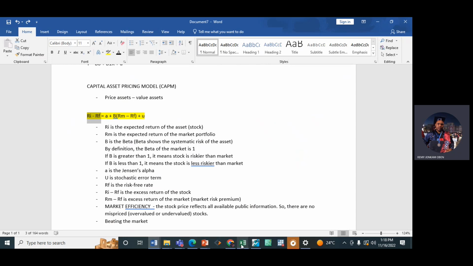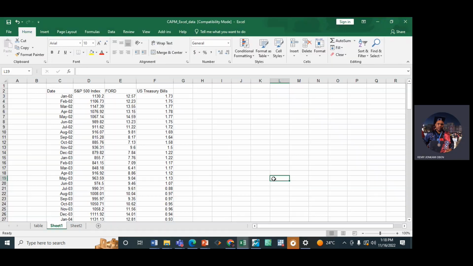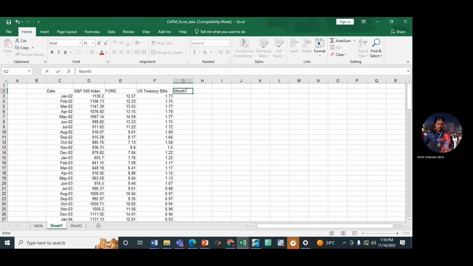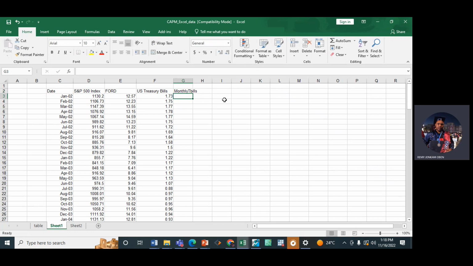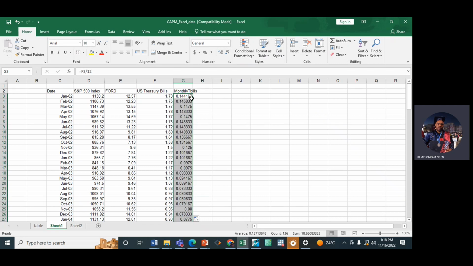Like, let me show you something. On Excel, if I want to get monthly T bills, what can I do? I can just put a formula. I say this divided by 12, right? Then I just double click here and everything goes down. So now I will just copy this data and take it to eViews. So it's not like you must do it on eViews. You can do it on Excel and then you just take the final data to eViews and use it.